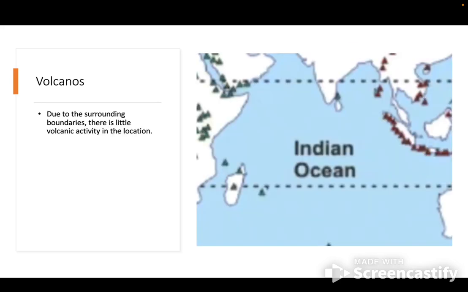All right, so for volcanoes, due to the area, there's not a whole lot of volcanic action. With the surrounding boundaries there is some volcanic action, but where my randomization took me, roughly in this area, there's not much volcanic activity there, if any at all.